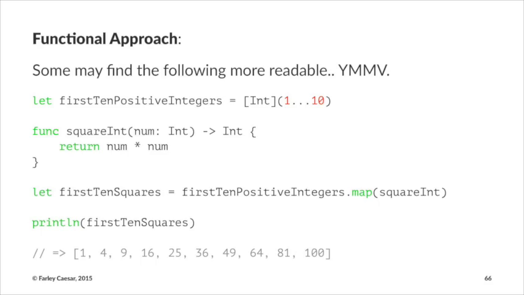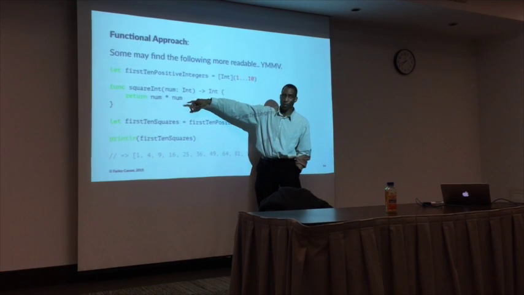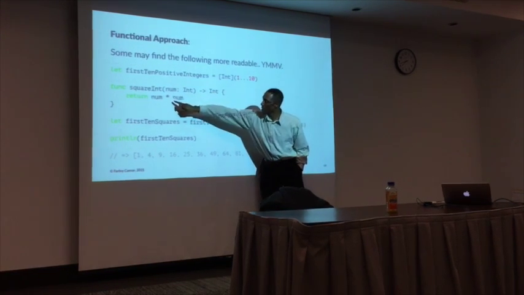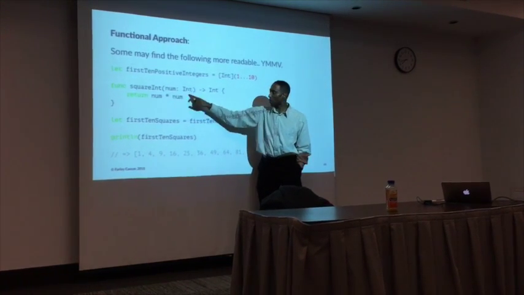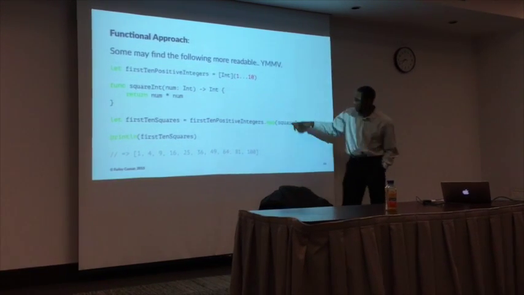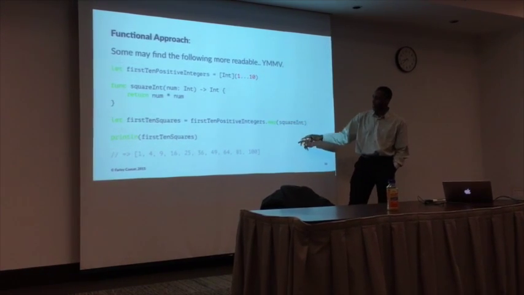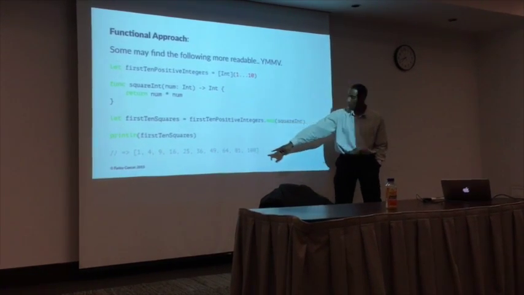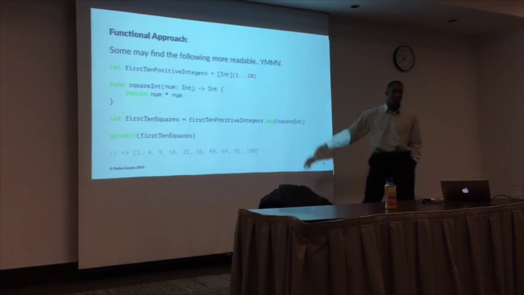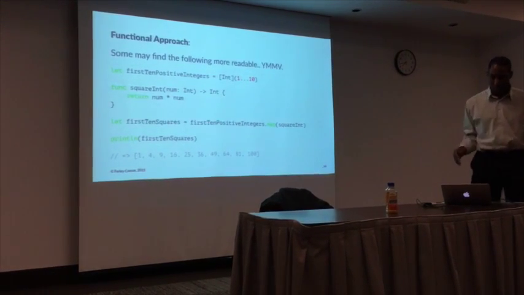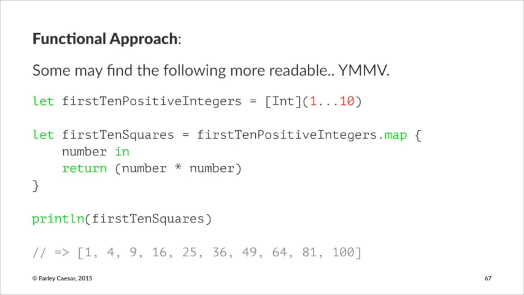So you might find this more readable, where you create a named closure or a function called squareInt, which takes an int, returns an int, returns the multiplication of those, right? Then you can pass it into map. So first 10 positive integers dot map squareInt, and then it'll return your first 10 squares and get the same answer. So there are many ways of structuring this in Swift. Depending on your use case, you will do it one way or the other.